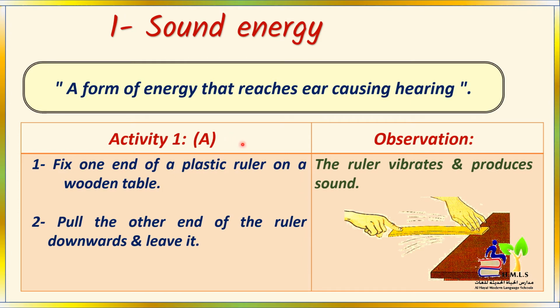Activity. We have two activities in this form of energy. Activity 1A, the first part of activity 1. In this activity, we are going to use a table and a ruler. Okay, a table and a ruler. Number 1, fix one end of a plastic ruler on a wooden table. On the wooden table, bring a plastic ruler and fix it on the table.